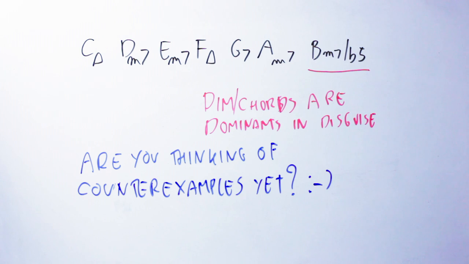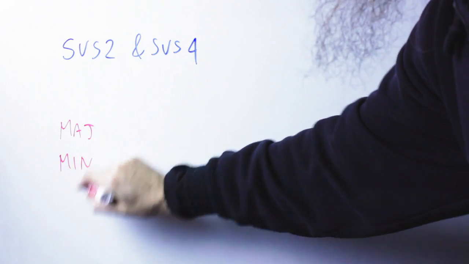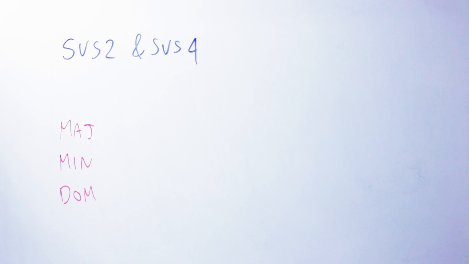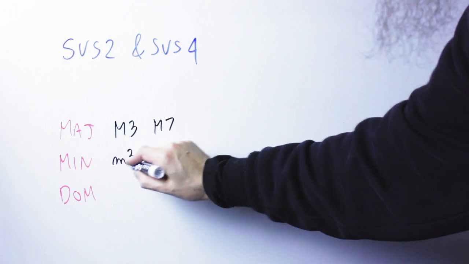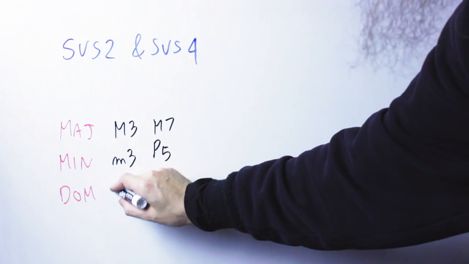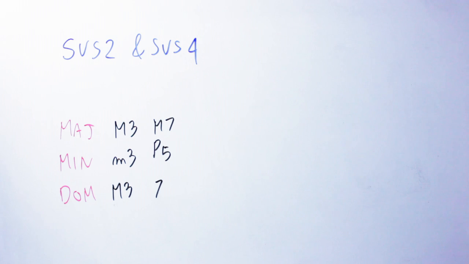Other people are just thinking about, what about suspended chords? Suspended second or suspended fourth chords could be major chords or minor chords or even dominant chords. After all, a suspended fourth chord could be in many different places in a scale and could totally accept a major third or a minor third or a major 7th or a minor 7th. So it could be anything. Yes, that is exactly true.